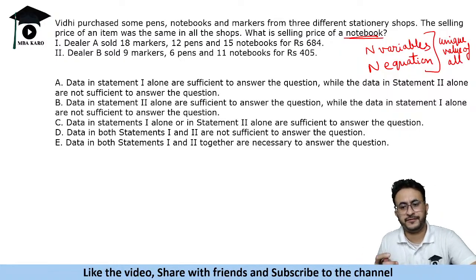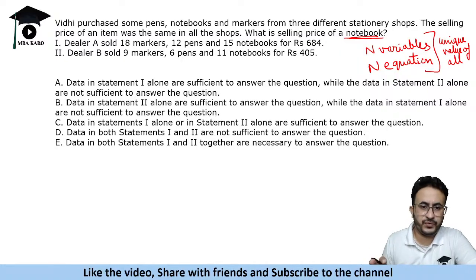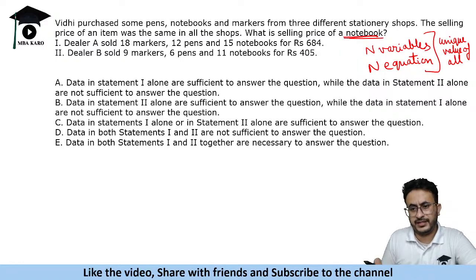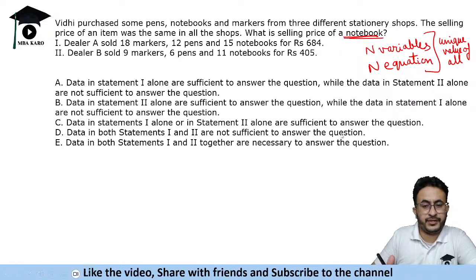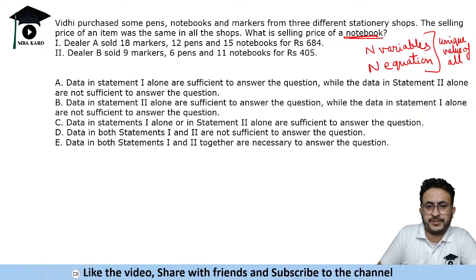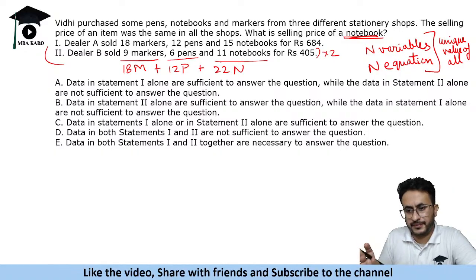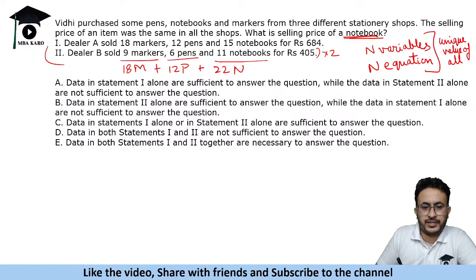Okay, so if you have 3 variables, you will need 3 equations. But here there are 3 variables, but we are asked only the price of a notebook. This is a bit tricky one. So by that rule, people would say that we need 3 equations. But if you observe this, this is 9 markers, 6 pens and 11 notebooks. If you multiply this by 2, you will get the price of 18 markers plus 12 pens plus 22 notebooks. See, you are not supposed to calculate. You just have to tell whether you can answer the question.